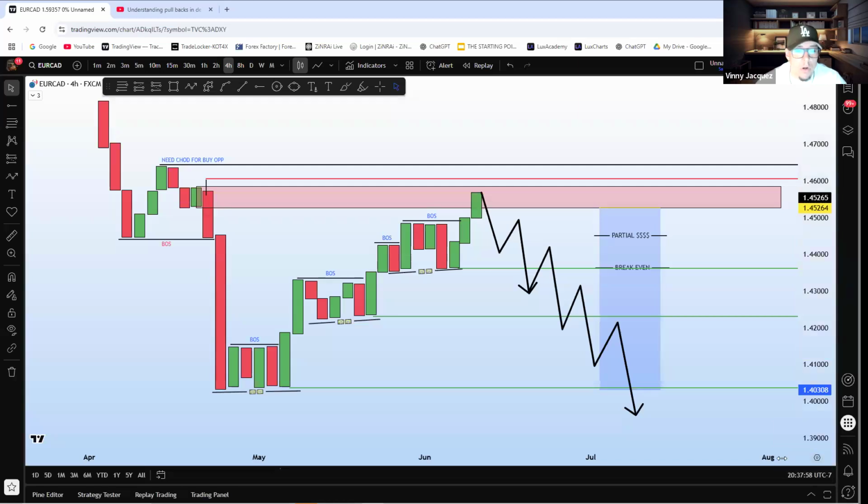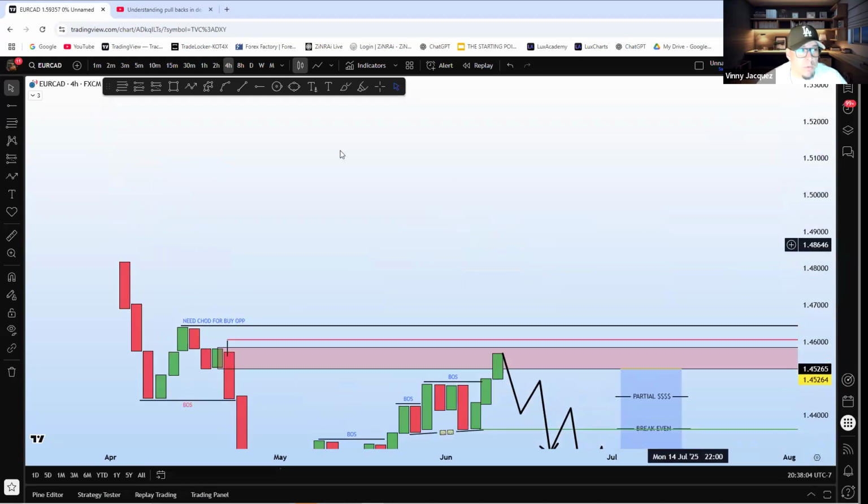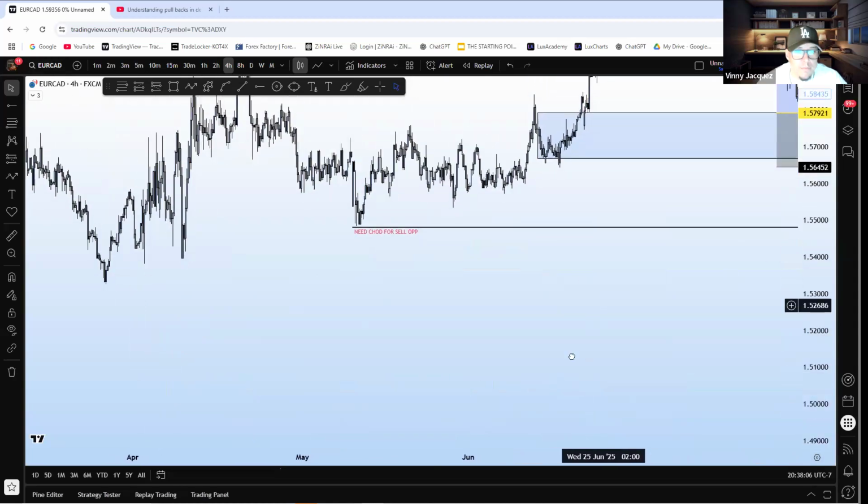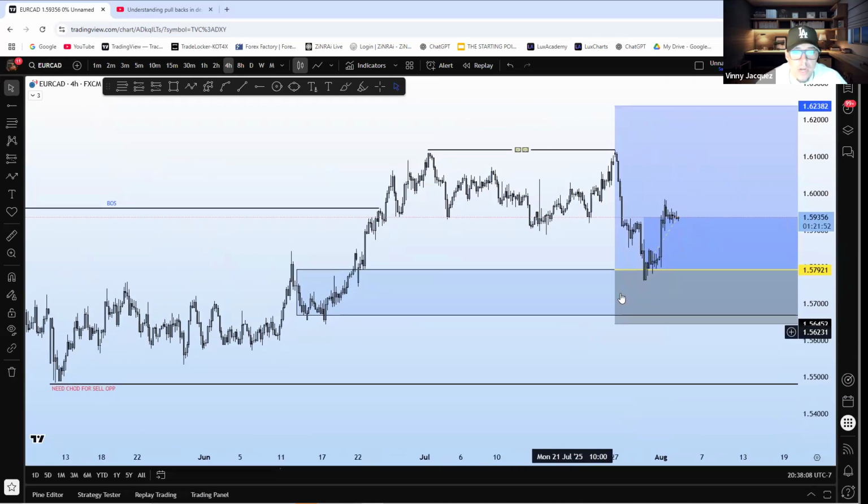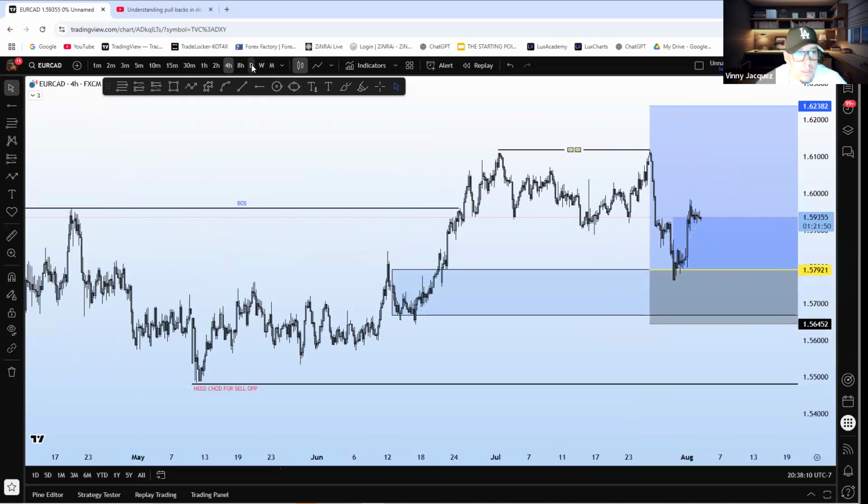Let's go. 5, 4, 3, 2, and 1. Let's go. Guys, now when we bring it back to EURCAD, this trade is playing out nicely.